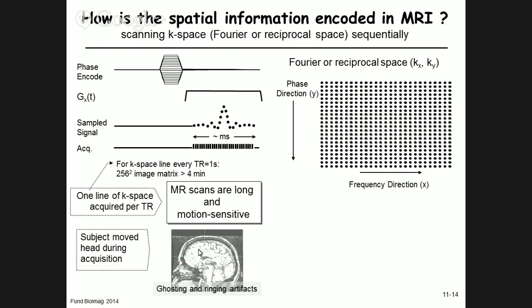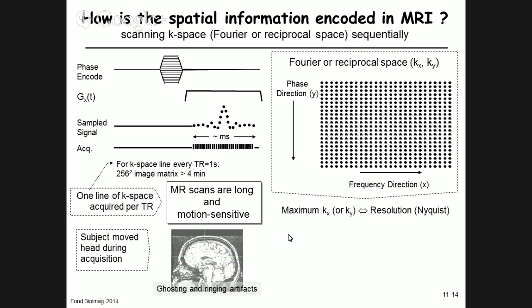So here's an example of a subject that moved, and this produces ghosting and ringing artifacts, sometimes very horrible, sometimes rather subtle, but this is an issue that one has to deal with, and it's just a consequence of the way the data is generated.